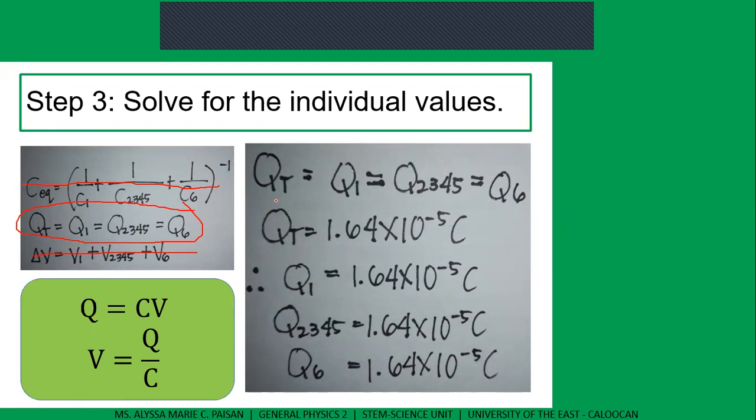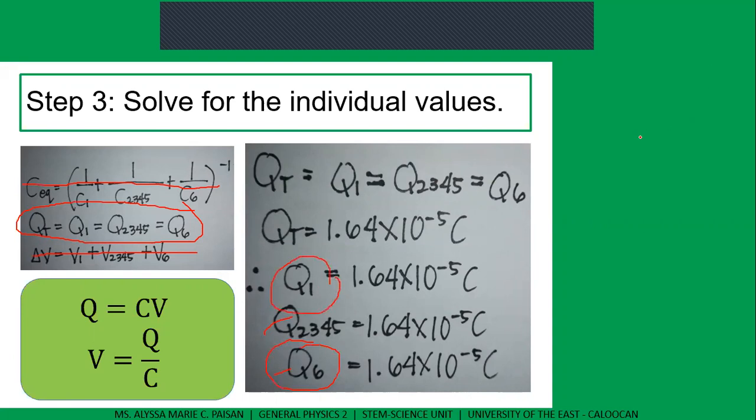Since Q total, nakuha natin yun kanina sa step number 2 is equal to Q1 and it's also equal to Q2, 3, 4, 5 and Q6, we could conclude that Q1 is 1.64 times 10 raised to negative 5 coulomb as well as Q2, 3, 4, 5 and Q6. And from this, nakakuha na tayo ng dalawang individual values, Q1 and Q6.